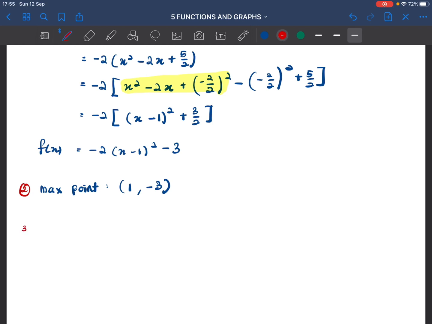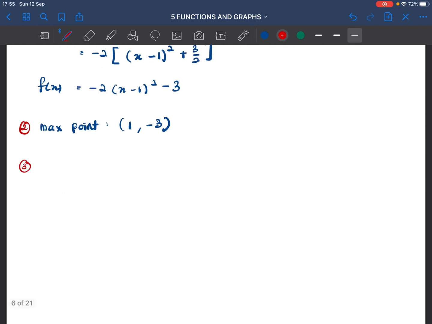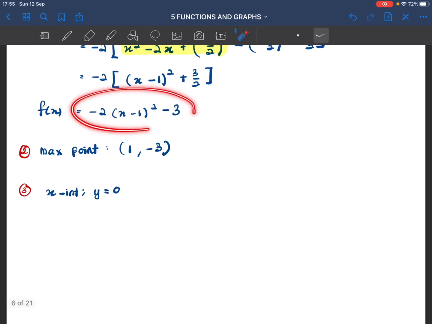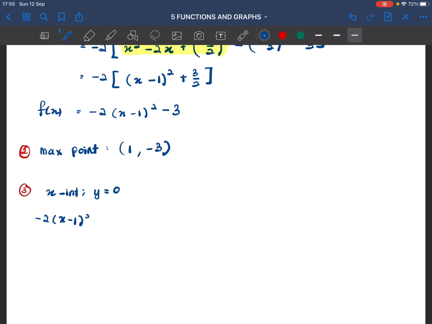So the third step is to find x-intercept, y-intercept. Okay, so now let's take a look at our x-intercept. We know x-intercept is when y equals 0. Okay, cuba kalau kita guna yang ini, kita ada negative 2 (x minus 1) squared minus 3 equals 0. Okay, kita susun satu-satu. Minus 2 (x minus 1) squared equals 3. So we will have (x minus 1) squared equals negative 3 over 2.